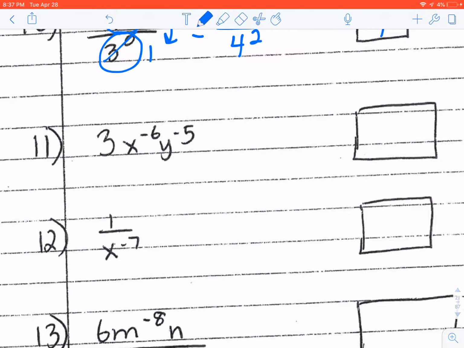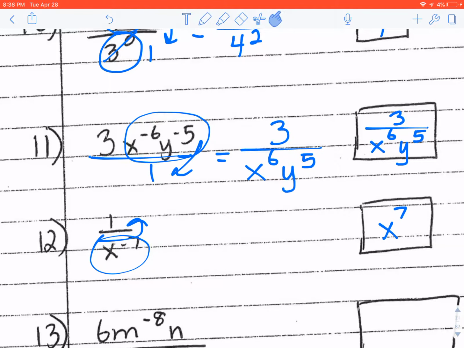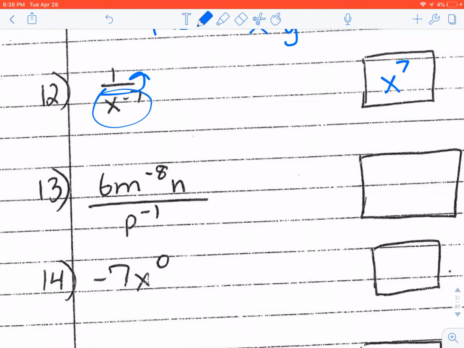Number 11, you guys should have moved your negatives to the bottom. So you would have had 3 over x to the 6th, y to the 5th. And you're done because the bases are all different and you don't have any negative exponents. Okay, number 12, you should have just moved that x to the negative 7th to the top. So your answer is just x to the 7th. Again, you don't have any bases repeating and you don't have any negative exponents.